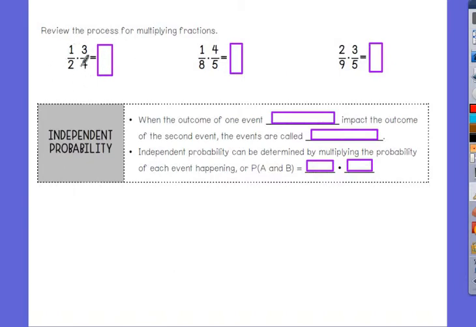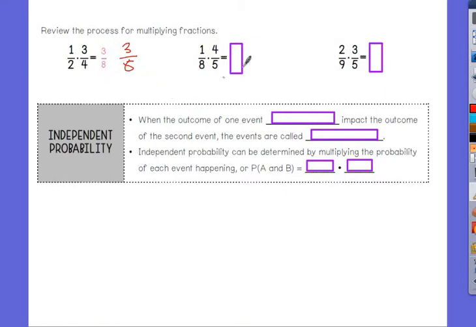How do we multiply fractions? Top times top, bottom times bottom. All right, 1 times 3 gives me 3. 2 times 4 gives me 8. Can that be simplified? No, so that's my final answer.